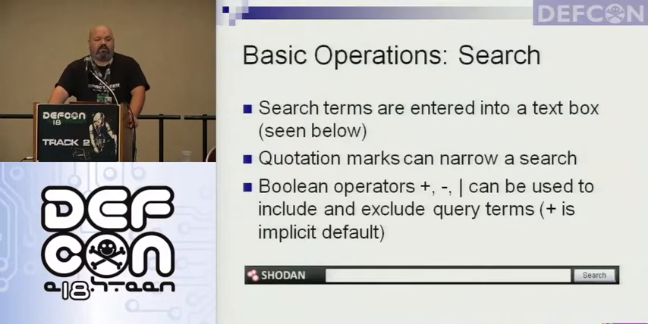So basic operations. What's the difference between searching Google or searching Yahoo or searching SHODAN? Well, the syntax is kind of the same. We can use Boolean operations, plus, minus, that sort of thing. We can use quotation marks to narrow down a search. And you just enter them into the box. So the syntax of what you put into SHODAN is the same as any other search engine. However, the actual content of your search term is going to be a little bit different.